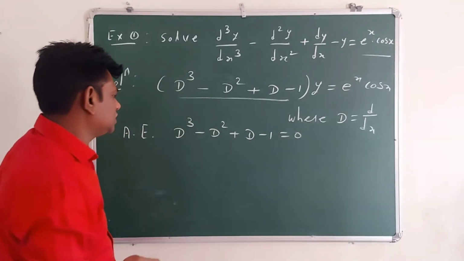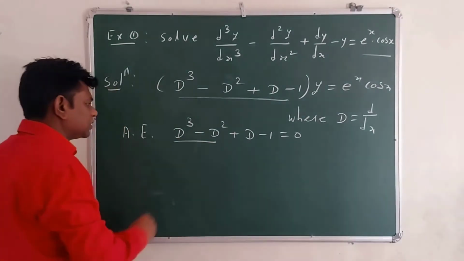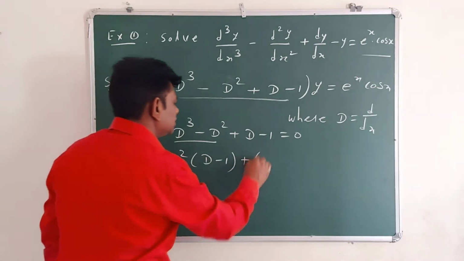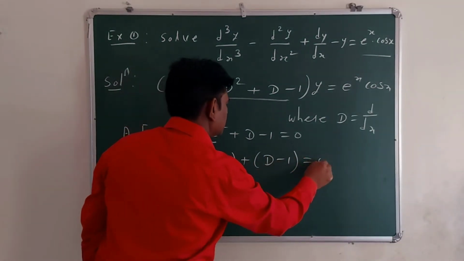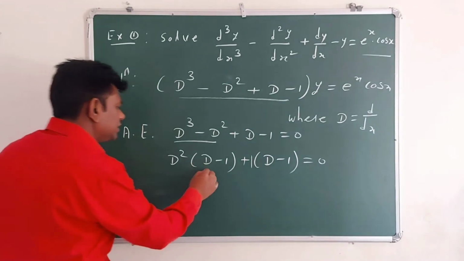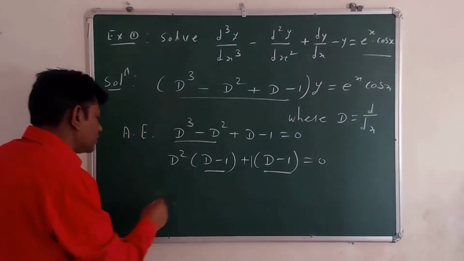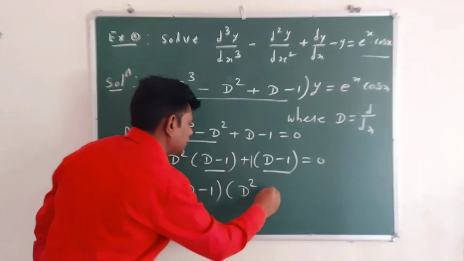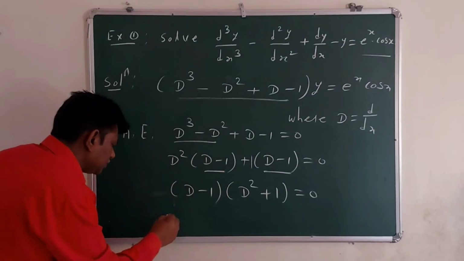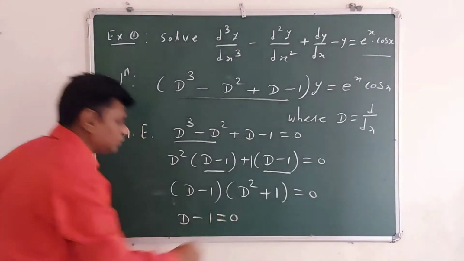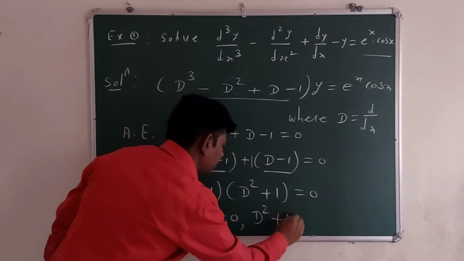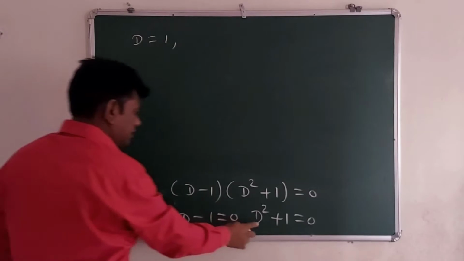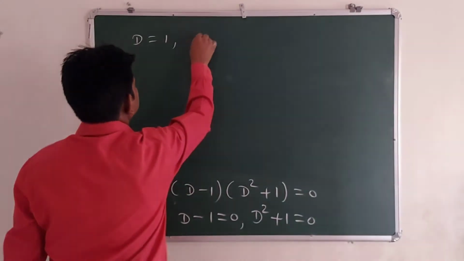Now we solve this auxiliary equation. Here D square is the common term: D square times D minus 1 plus D minus 1 is equal to 0. Now D minus 1 is again the common term: D minus 1 times D square plus 1 is equal to 0. So D minus 1 is equal to 0 and D square plus 1 is equal to 0. Therefore D is equal to 1 and D square equal to minus 1, that is D equal to plus minus i.